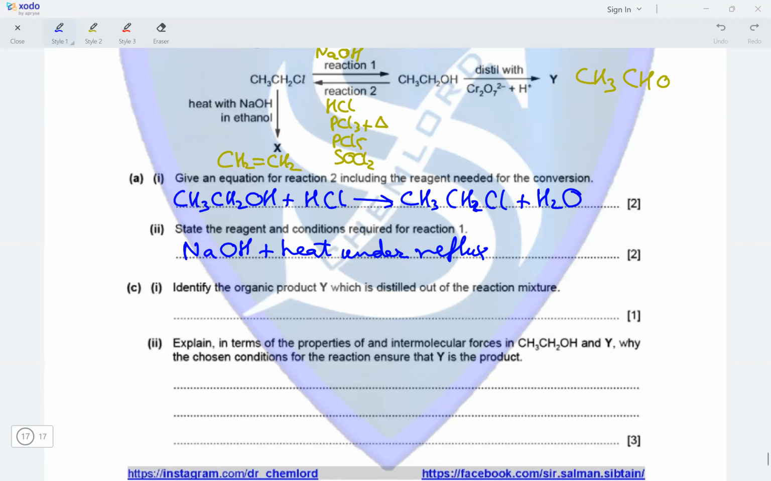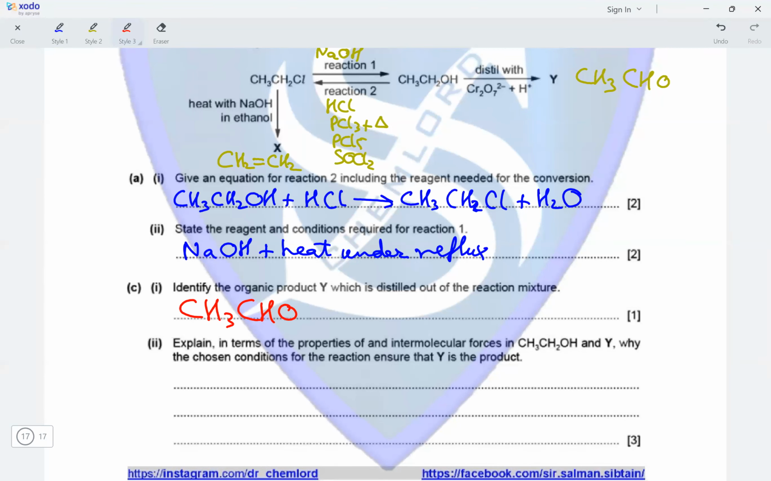Identify the organic product Y which is distilled out of the reaction mixture. The organic product Y is ethanal, which is CH3CHO. The aldehyde is distilled off. Explain in terms of the properties of and intermolecular forces in CH3CH2OH and Y why the chosen condition for the reaction ensures that Y is the product.